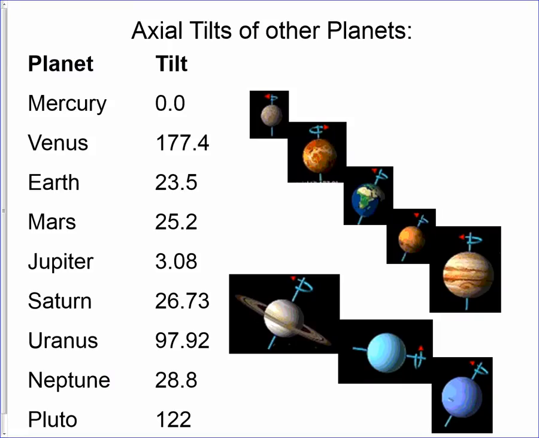The axial tilts of other planets are interesting. Mercury has a tilt of 0, which means it's straight up and down. Venus has a tilt of almost 180, which means that it's kind of flipped on its axis. When viewed from above the solar system, it rotates clockwise. Most planets rotate counterclockwise, but Venus rotates clockwise because its tilt is so dramatic. Uranus is also an interesting one because its tilt is almost 90 degrees. So if you look over here, the planet is almost sideways as it revolves around the sun.